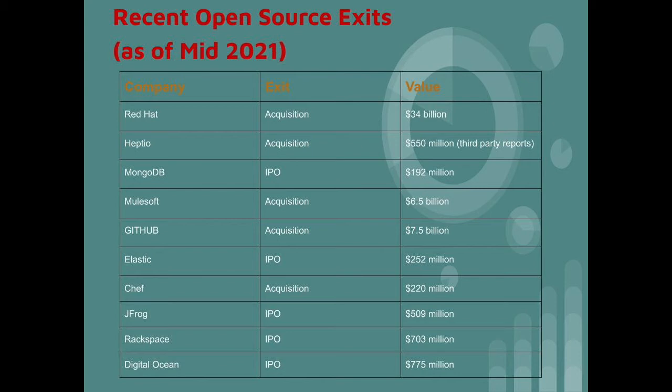Here are some of the most recent examples of businesses that have had significant exits, and I know you're going to recognize most of these. Some of the biggest are, of course, Red Hat, which had a very large acquisition. It was sold to IBM a few years ago. Others that you might recognize, either because they've gone public or they are extremely successful companies or they've been acquired, would be MongoDB, GitHub, Elastic, and Rackspace, all companies you've heard of. But these companies all had slightly different business models. There are a lot of ways to make money using open source software.